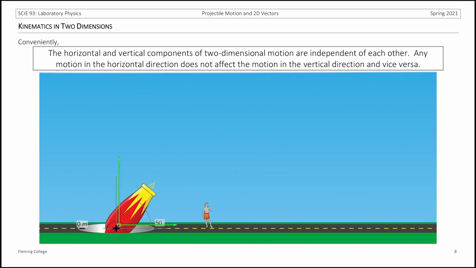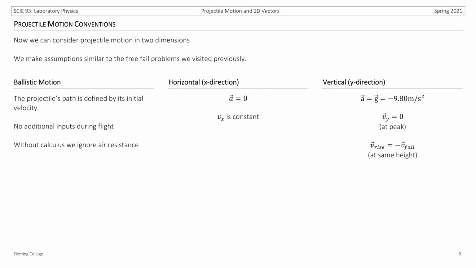So if we break that vector for velocity into its horizontal and vertical components before, we can see them at every given instant of time for the entire path. And we start to see some very interesting things that we'll look at in the conventions. So now we can start to consider how we're going to solve projectile motion problems in two dimensions. And just like our free fall problems in one dimension, we make some assumptions.